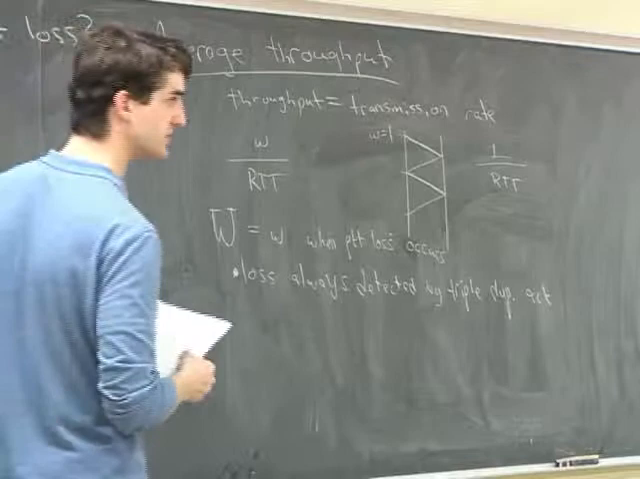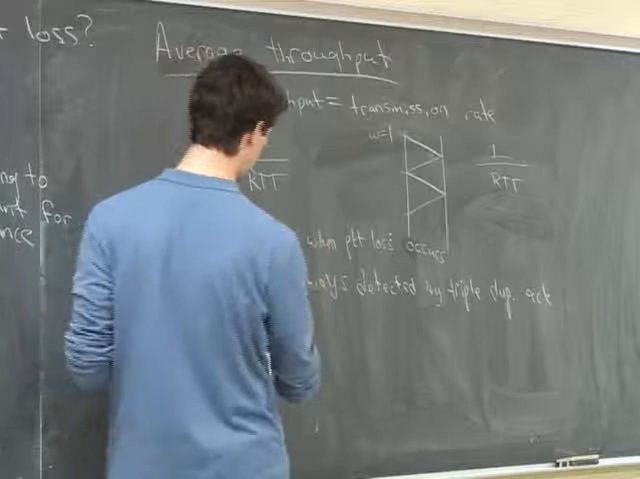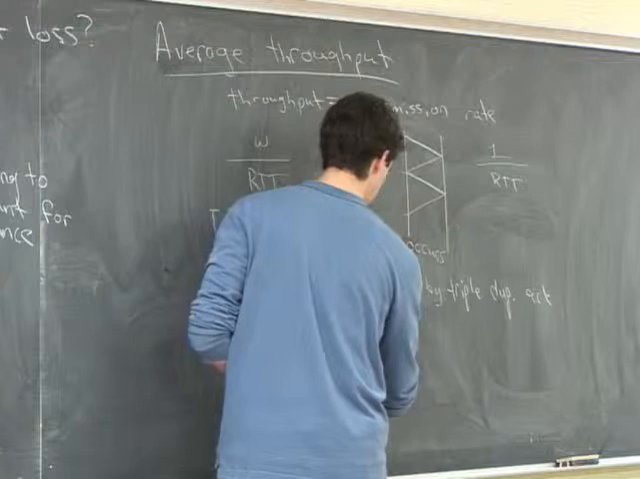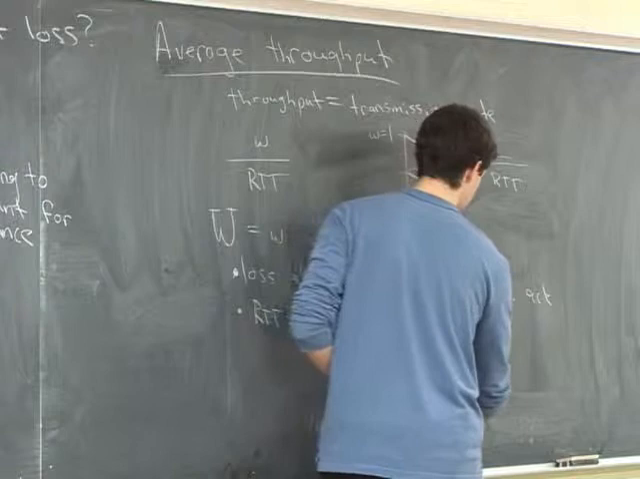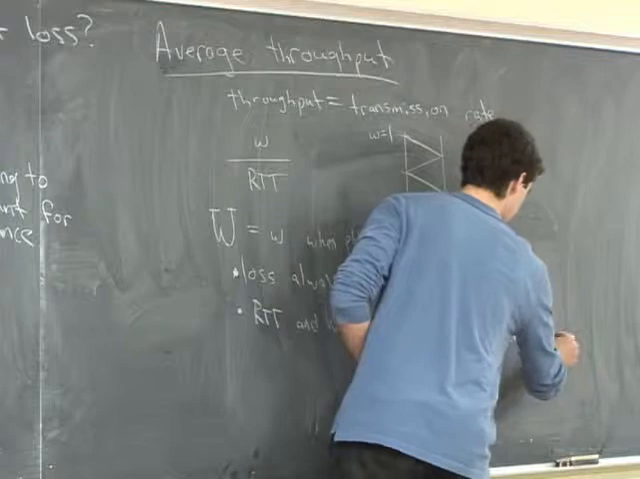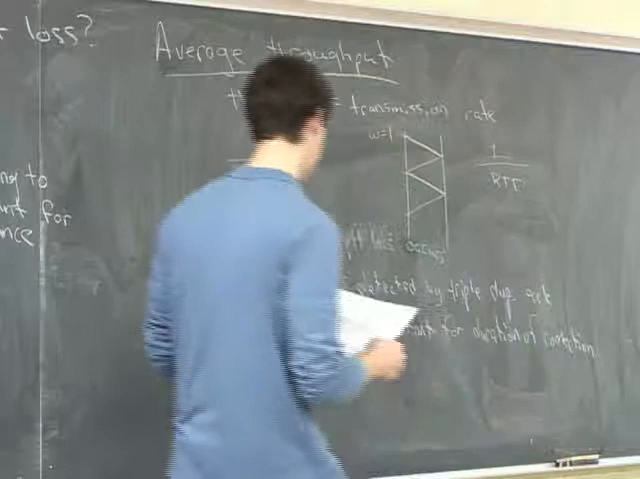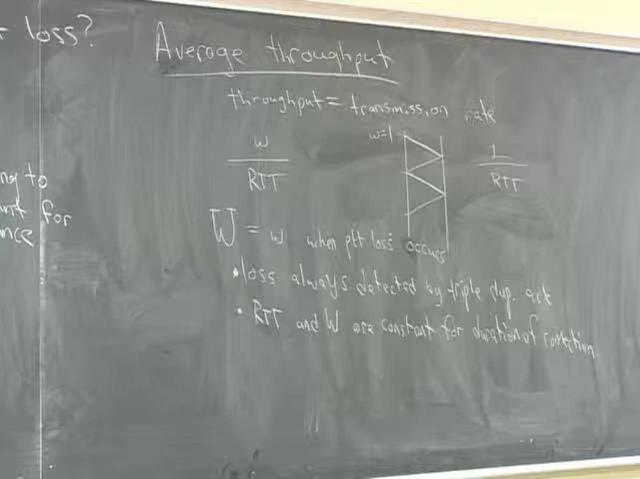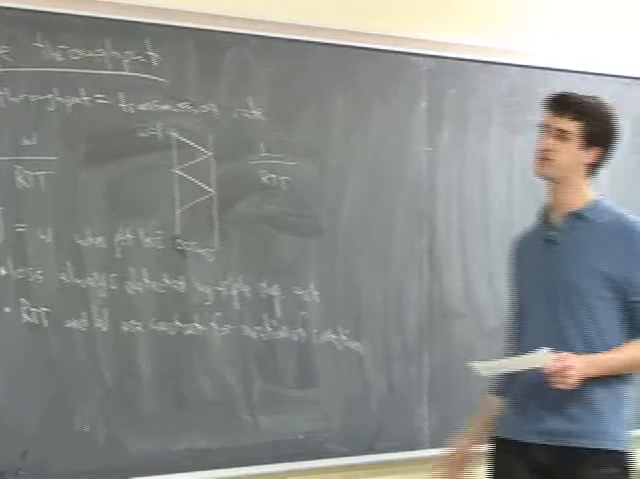All right, so with these assumptions, we're going to assume one more thing, which is that the round trip time and this capital W are constant for the duration of this connection. Then if we analyze this and look at what happens to TCP sending rate, we see that it will vary between this lowercase w and the uppercase W.